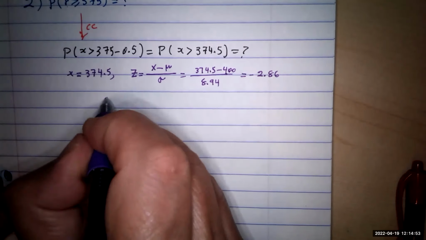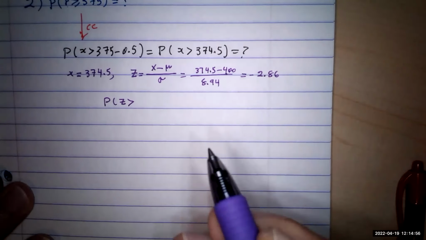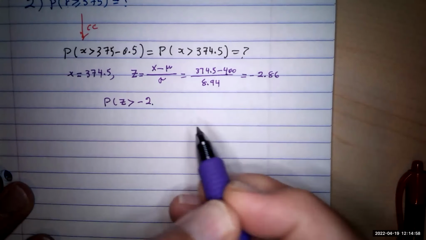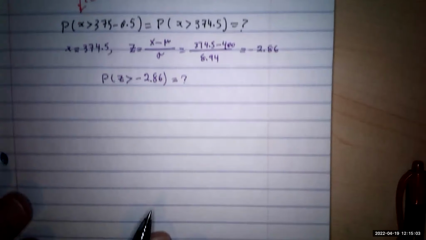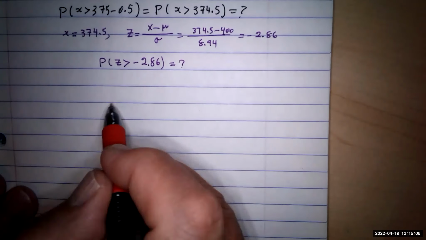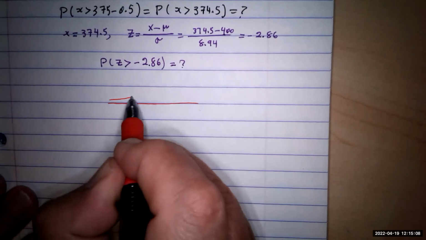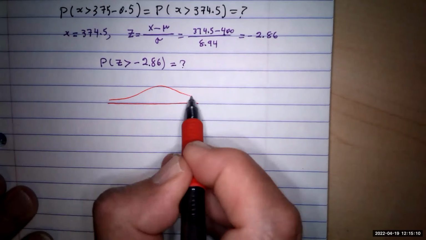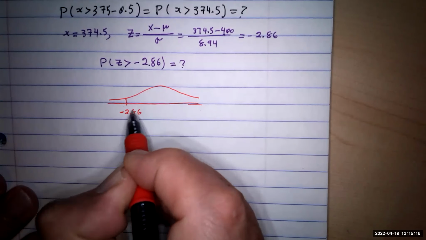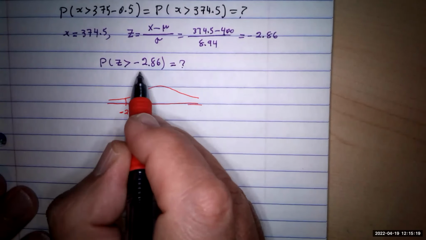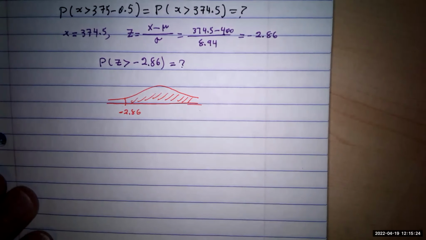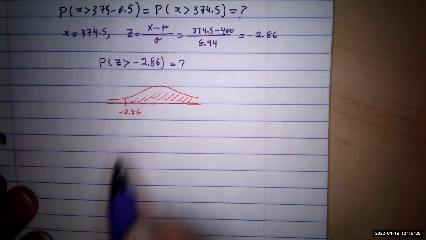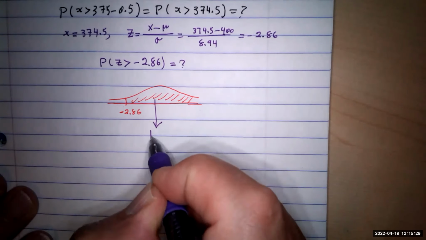Okay, so the problem now is going to be z greater than negative 2.86. So you identify it on the normal curve. It's a negative number, so it's here, negative 2.86, but it's greater than. Remember, greater than means area to the right. But the table will give you area to the left only. So it's going to be 1 minus.